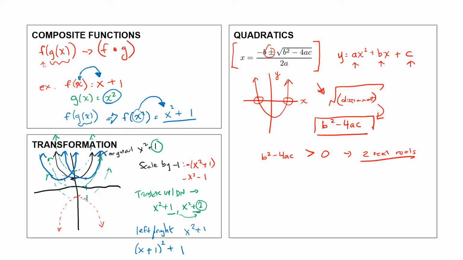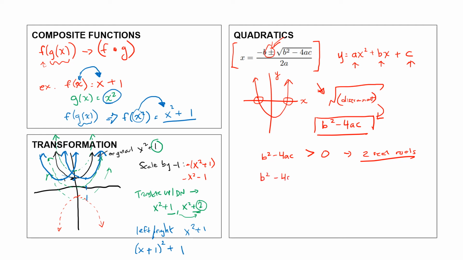The reason is, if it's greater than 0, you can take the square root of it, and then like we set up here, there's a plus or minus, so it would be negative b plus whatever that square root is, and negative b minus whatever that square root is. So we'll have 2 different answers, okay?